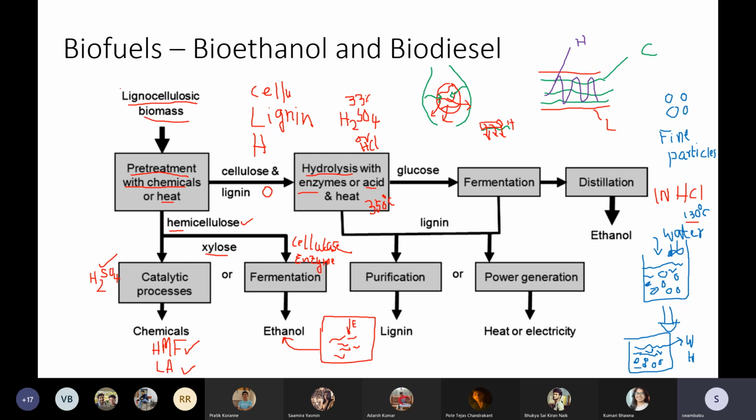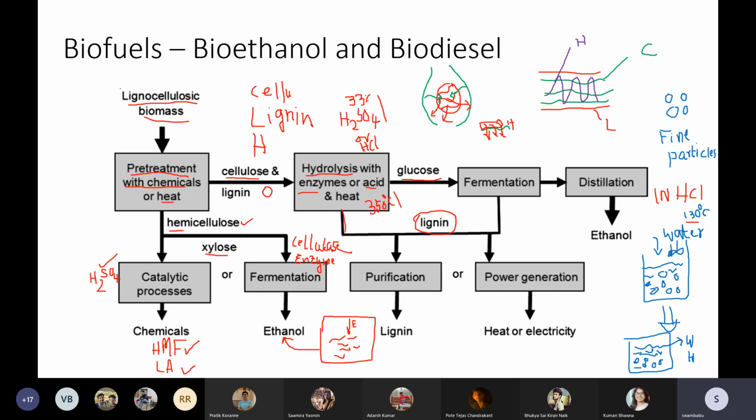Once you perform this hydrolysis, if you maintain these conditions, only the glucose molecule bonding will break. The bonding between phenolic molecules in the lignin is very difficult to break. So once you break the bonds, all the cellulose is converted to glucose. The lignin bonding will not be broken down using the hydrolysis conditions I have mentioned.